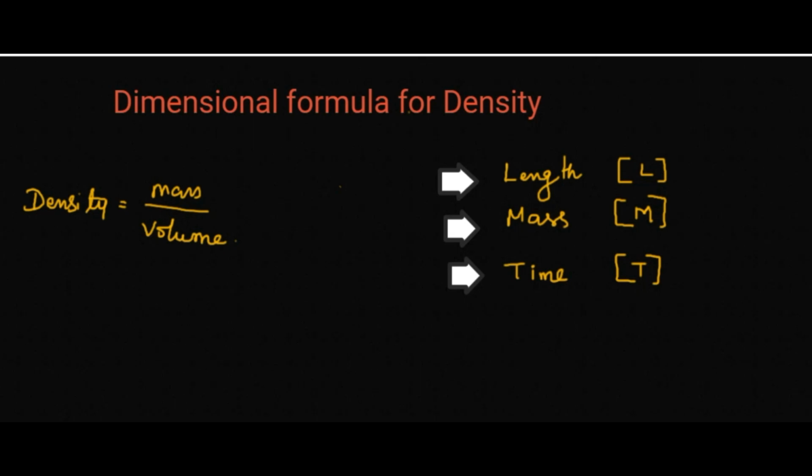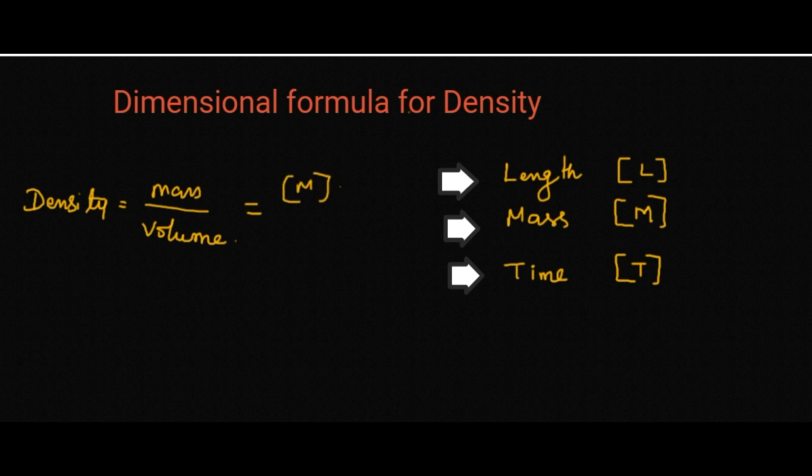We are going to calculate the dimension formula for density. We know that density is given by mass by volume, and the general dimension for length is given by capital L, mass is given by capital M, and time is given by capital T. So density is equal to mass by volume.